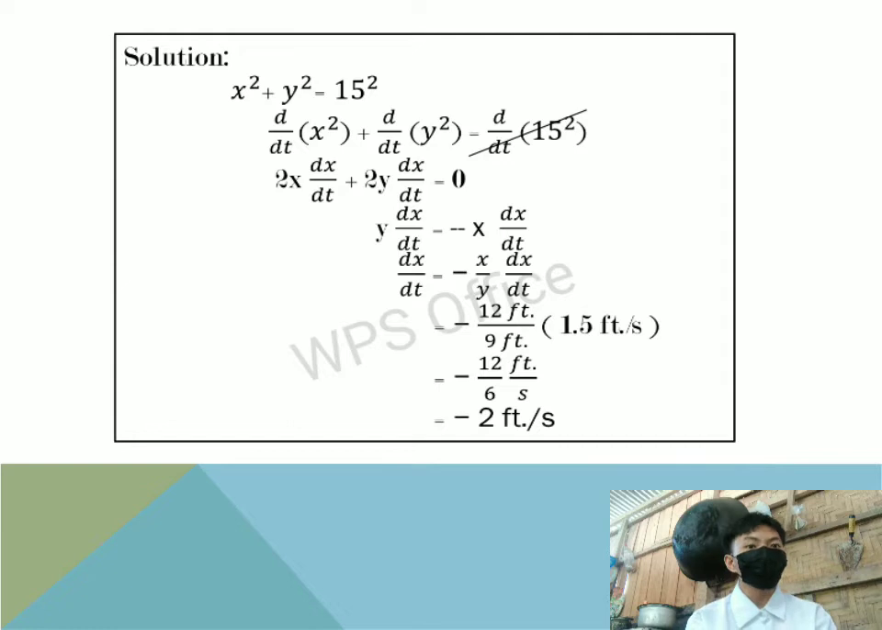Now we need to substitute the given values of x and y. So negative 12 feet over 9 feet times 1.5 feet is equal to negative 12 feet over 6 feet, which is equal to negative 2 feet per second.